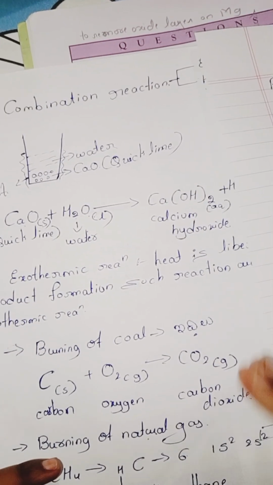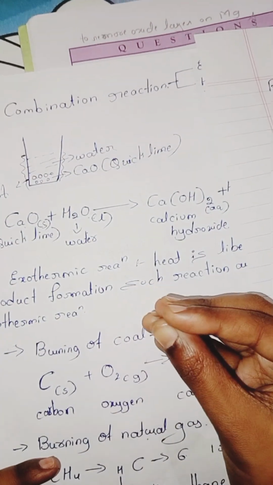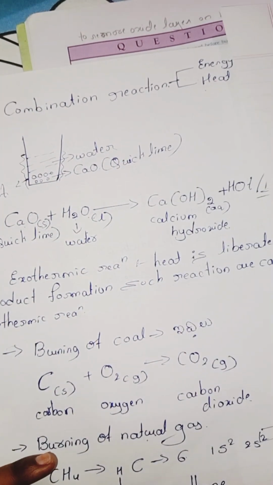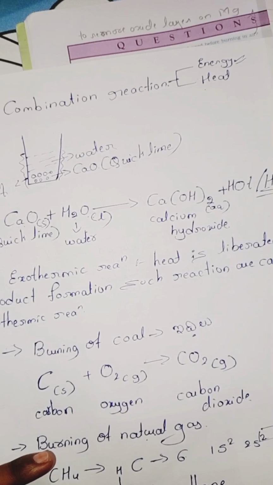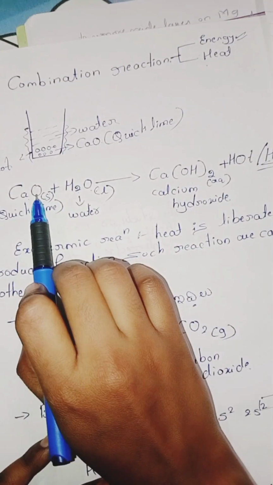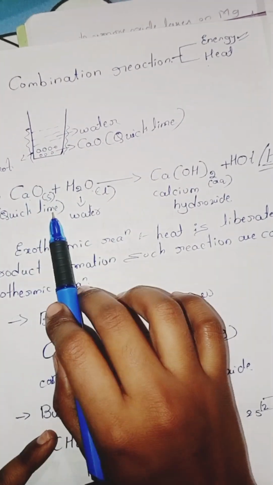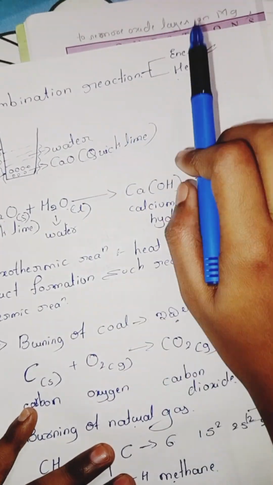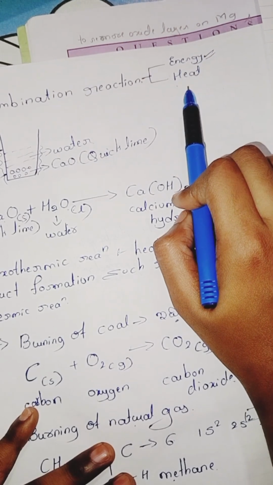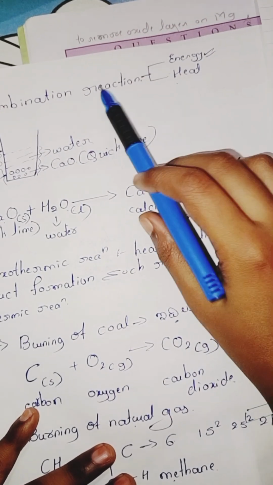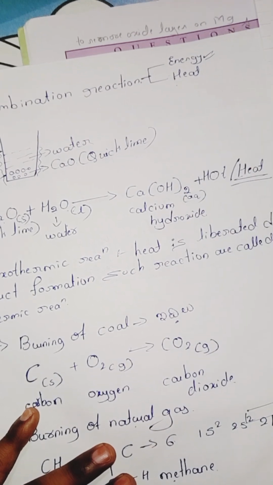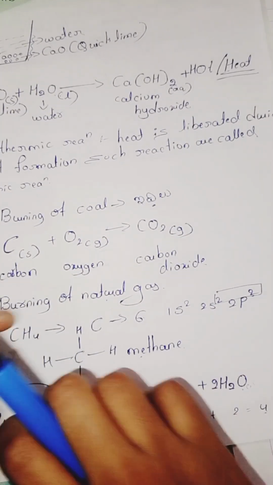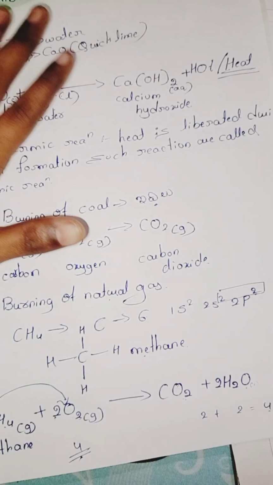In today's session we discussed some very important combination reactions. We can form a definition for the combination reaction: whenever two reactants react to form a single product, such a reaction we call a combination reaction. The motto of a combination reaction is to form energy, and an exothermic reaction occurs in the combination reaction. That means heat is liberated during the chemical reaction. These are all some basic and very important things about the combination reaction.